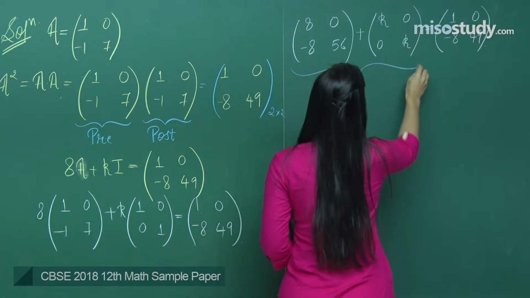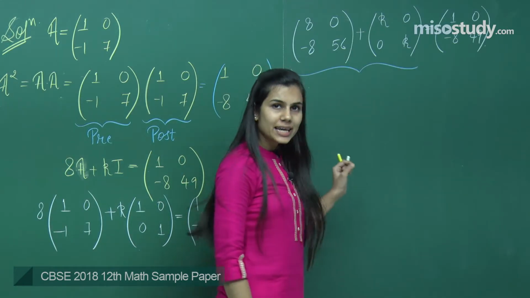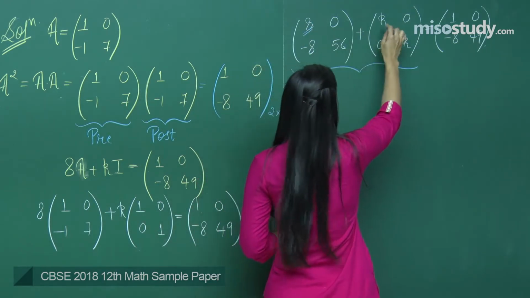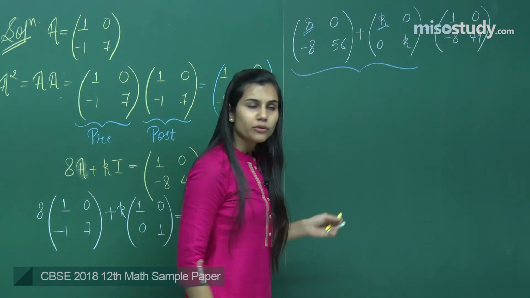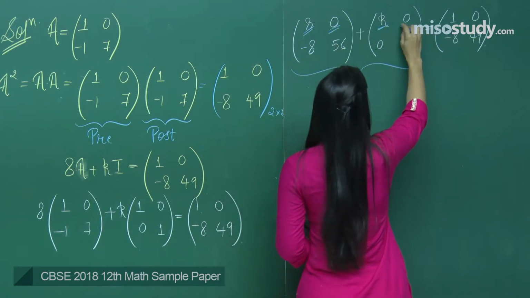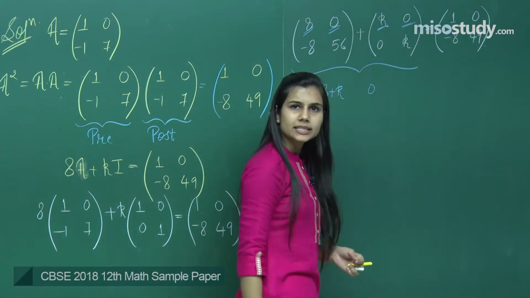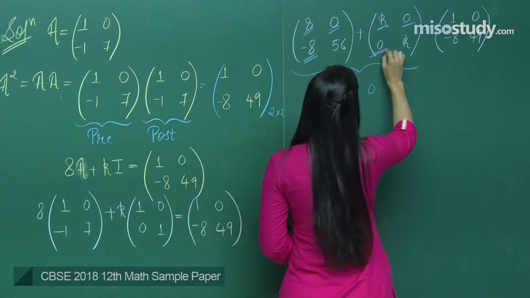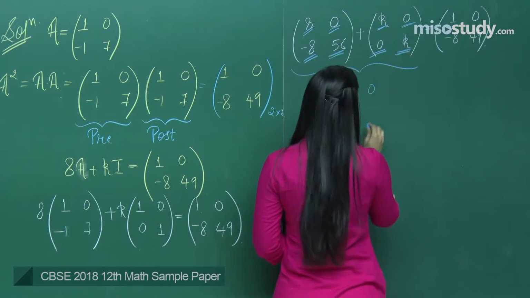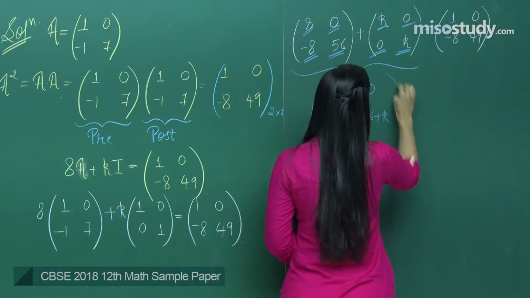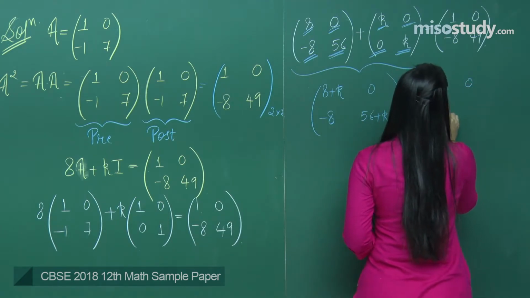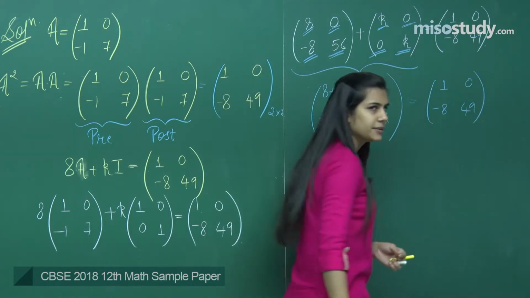After that, just use the concept of adding two matrices. Well, they are of the same order. First of all, they can be added. They are conformable for addition. And so, 1-1th component gets added to the 1-1th component. What you get is 8 plus K. Then 1-2th gets added to 1-2th. You get 0 plus 0, that is 0. 2-1th gets added to 2-1th. You get minus 8. And 2-2th gets added to 2-2th. You get 56 plus K. This is the matrix which is equal to 1, 0, minus 8 and 49.